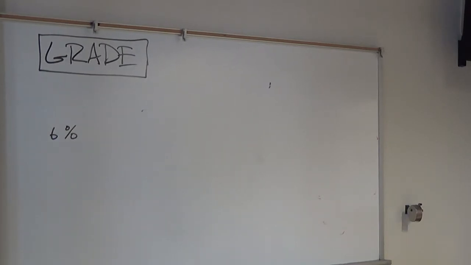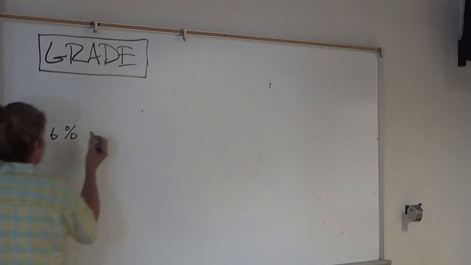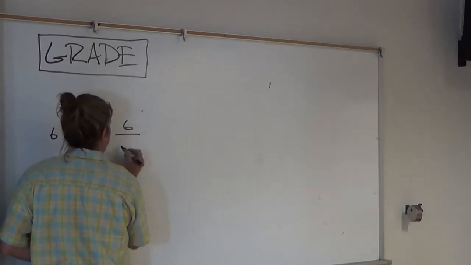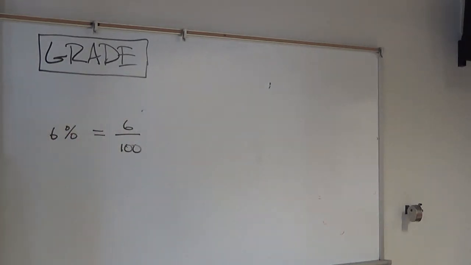I've been told, and I don't know if this is true, that this symbol is actually a breakdown of the number 100 written differently, a 1 and 2 zeros. I have no idea if that's legitimate or not. But it means 6 per 100. So it's 6 out of 100.